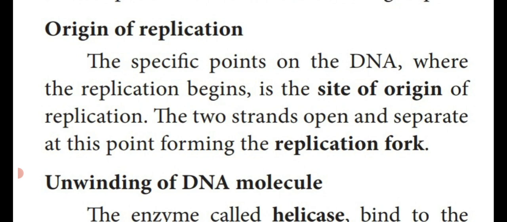So in that site of origin, the two strands open and separate, forming the replication fork. So replication fork means the site where the new daughter strand with nitrogenous bases is going to be produced. That means the double-stranded coiled structure is separated into two strands. That fork is called replication fork. It takes place in the particular site. That site is known as site of origin of replication.